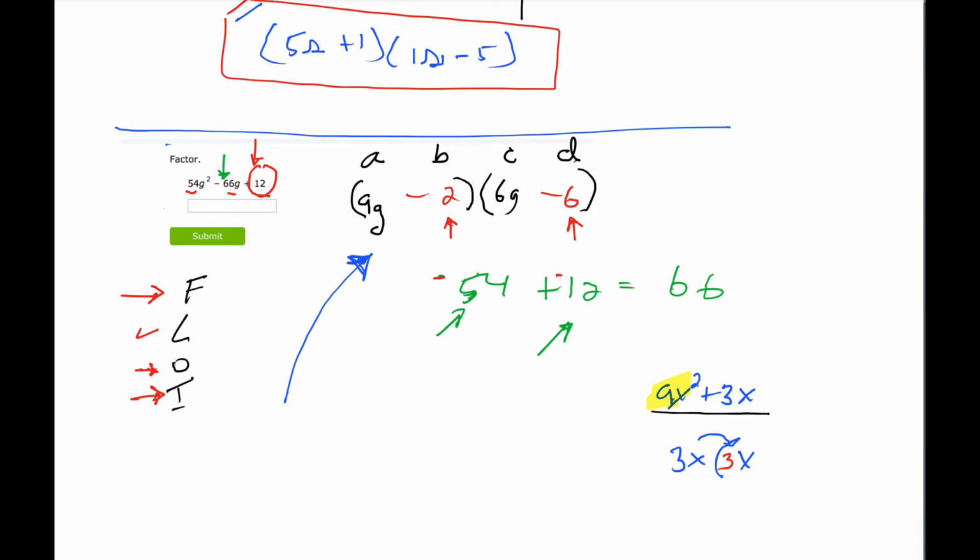This is important. It's not done. Are you really saying this is factored? This is done? This is the same exact thing as this right here? You gotta do this.